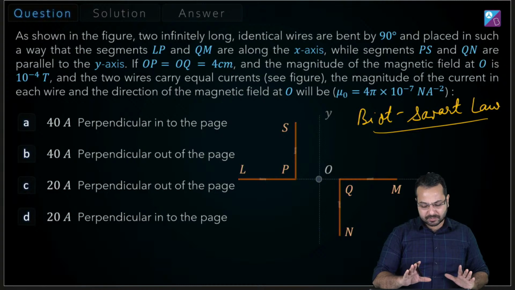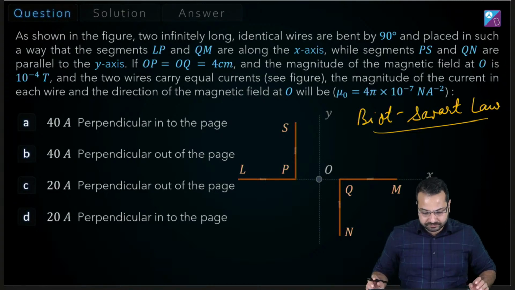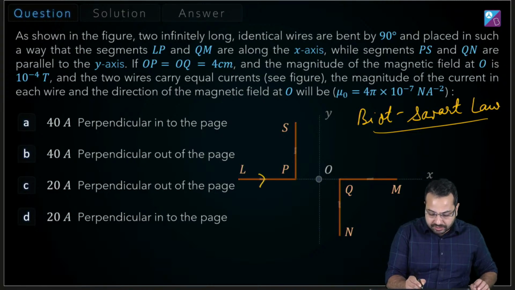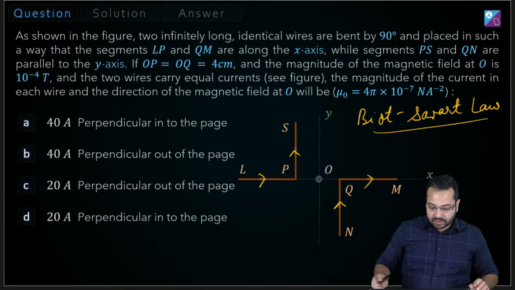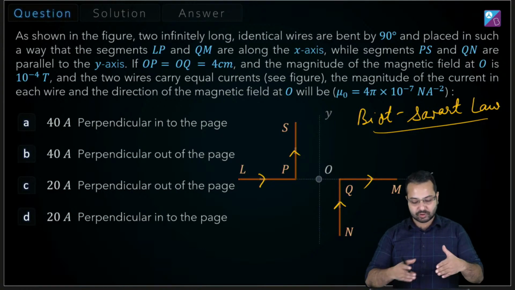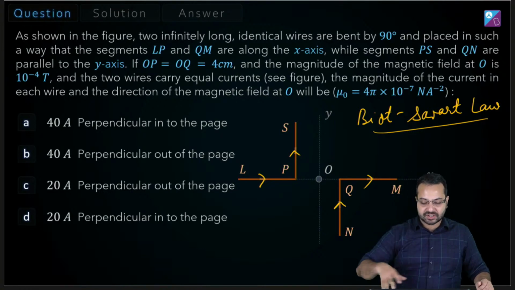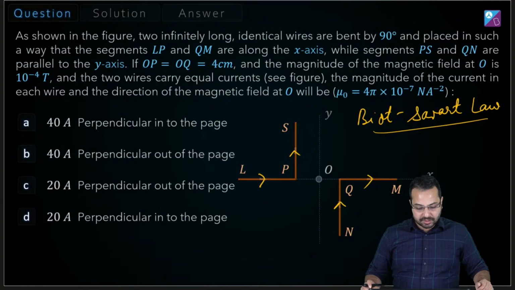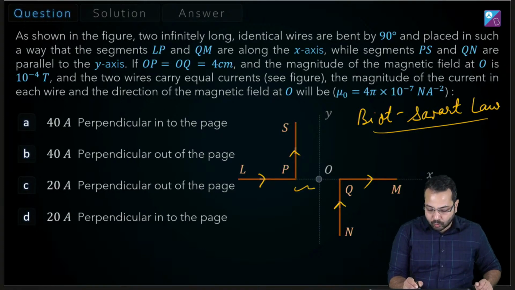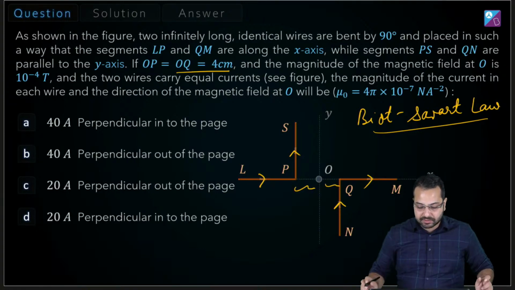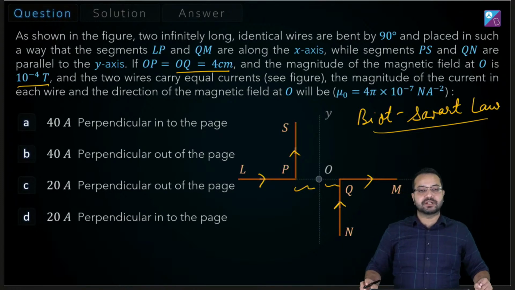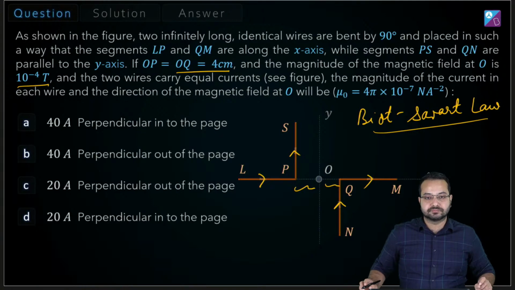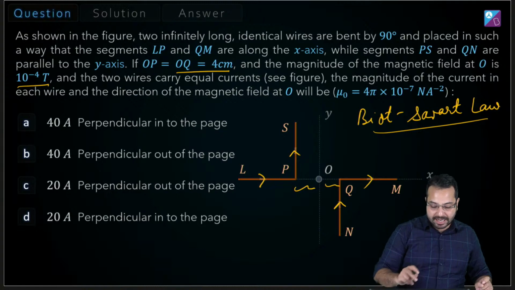The diagram is telling you everything. The current is like this. We have two wires, and the wires are bent. The configuration is clear. The distance OP and OQ is given as 4 centimeter, and the magnetic field is given as 10 to the power minus 4 Tesla at point O.